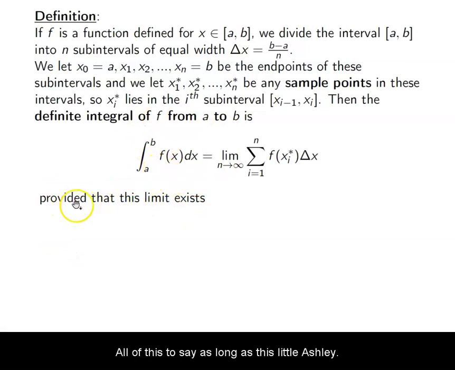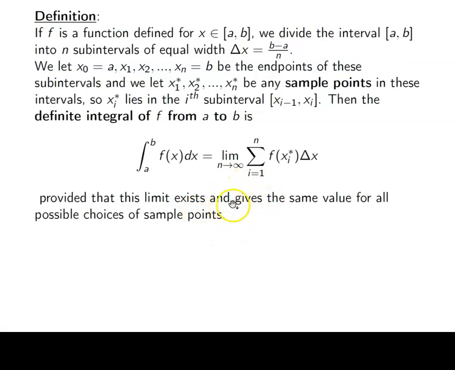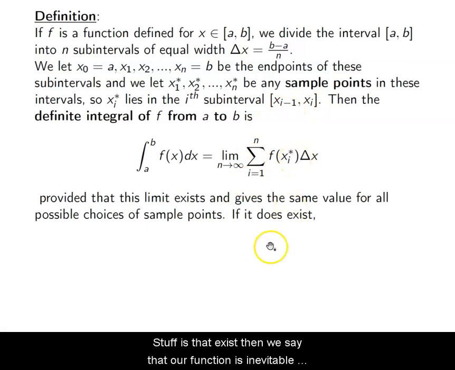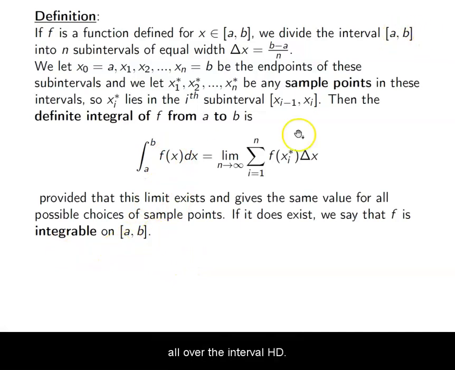Okay, so all of this is to say, as long as this limit actually exists, any choice of sample point will give us the same value if we take the limit to infinity. So it could be left-hand sum, right-hand sum, or anywhere in between. If this does exist, then we say that our function is integrable over the interval a to b.